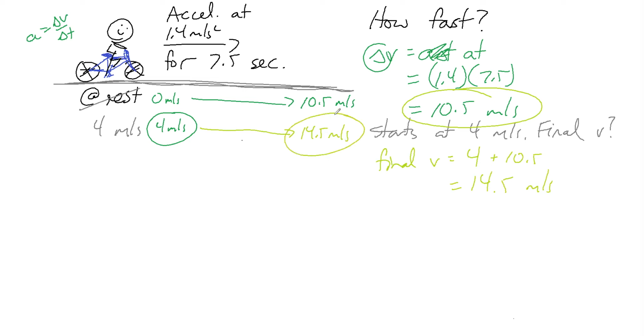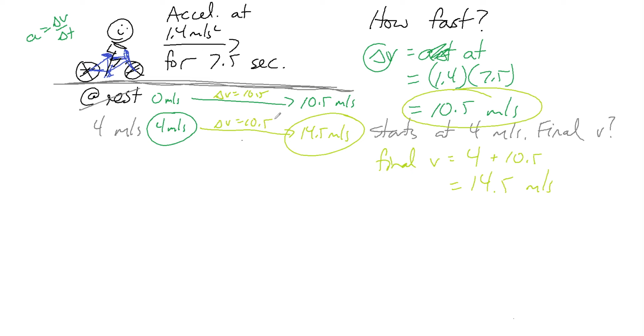Now here, in the first time we did it, the change in v was 10.5. Same thing here. The change in v is still 10.5. Sometimes the change in v and the final v will be the exact same thing, but only if you're starting at rest. If you're not starting at rest, the change in v is how much the v changed by. You might have to add. Sometimes you have to subtract. But there's sort of a difference between the two.